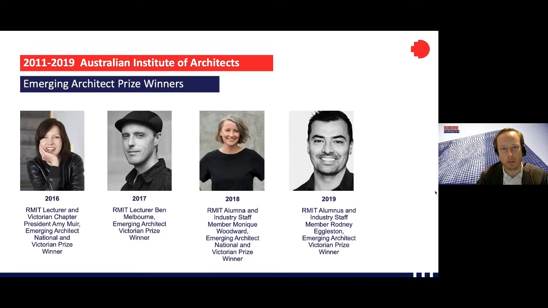And 2 of the people that you see on your screen here being Amy Muir, who is the National Emerging Architect, and Ben Milbourne, are actually on staff at RMIT. So they're practitioner academics that are recognised for their excellence in practice, but they're also involved in the university in teaching and research. Next slide, please.